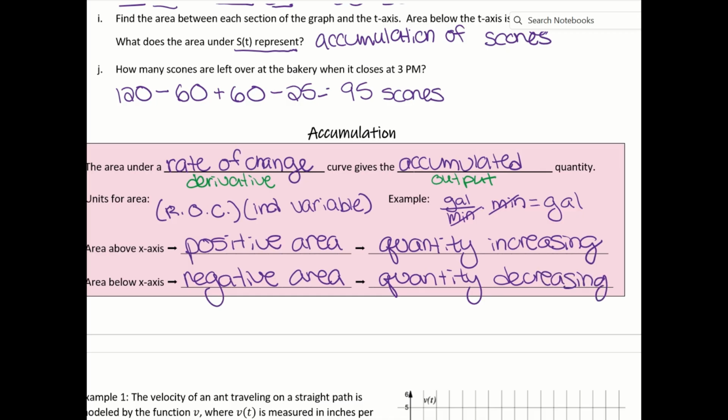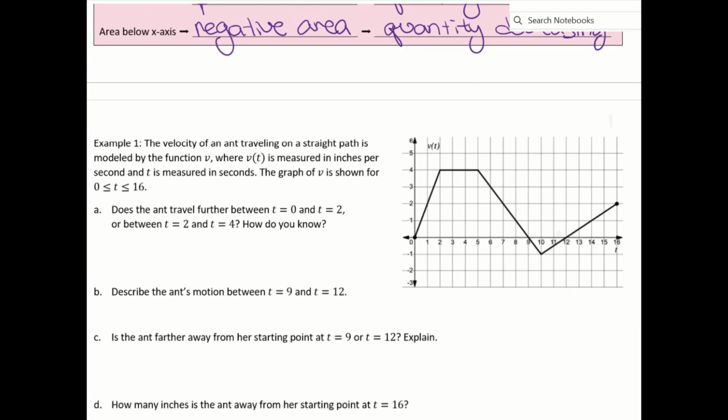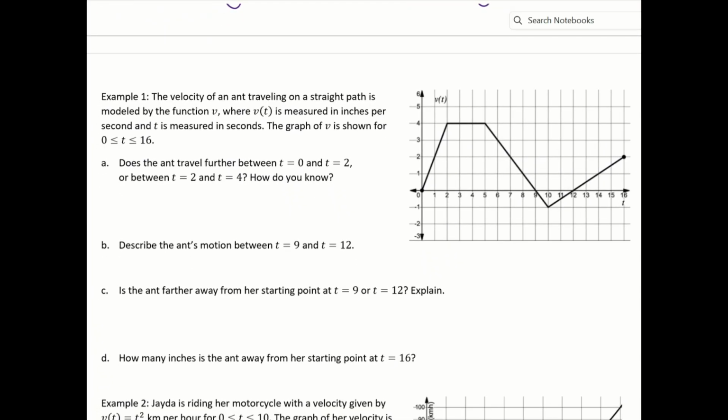All right, let's look at a couple examples. For example 1, the velocity of an ant traveling on a straight path. Remember, velocity is a derivative of the position function. So if we want to know what's accumulated, we can move from derivative up a level using the area under the curve. The velocity of an ant traveling on a straight path is modeled by the function v, where v of t is measured in inches per second, and t is measured in seconds.